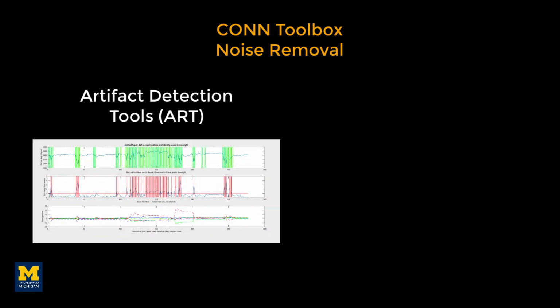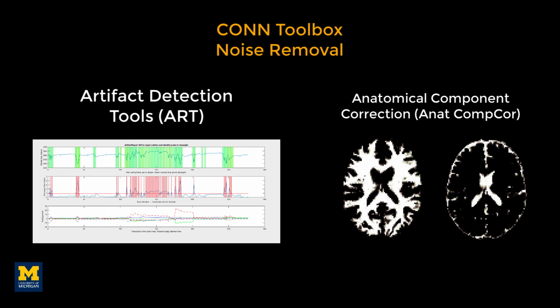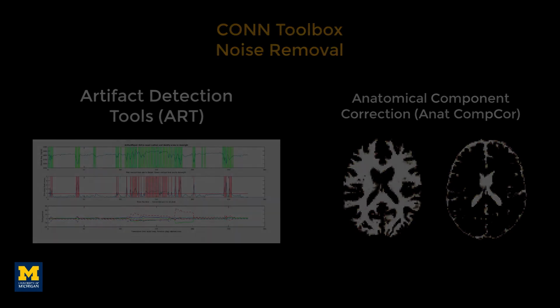That said, the CONN Toolbox has several methods for mitigating movement artifacts, including ART and principal component filtering of signal from the white matter and cerebral spinal fluid, a method known as CompCor. In the following chapters, we will examine how including or omitting these steps will affect our results.